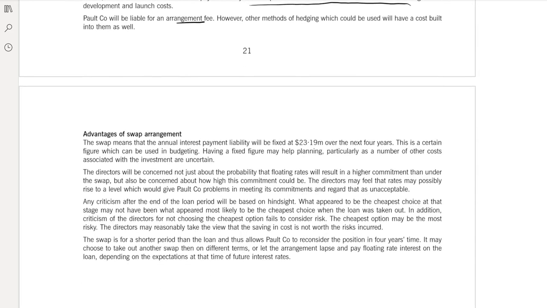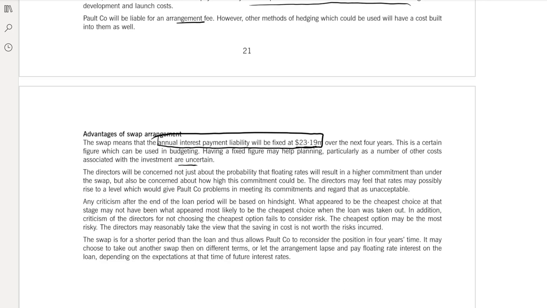What are the possible advantages of swap? The swap means the annual interest payment liability will be fixed at 23.19 million over the next 4 years. This is a certain figure which can be used in budgeting. Having a fixed figure may help planning, particularly as a number of other costs associated with the investments are uncertain. So uncertainty has gone because we have locked our position at 23.19 million.